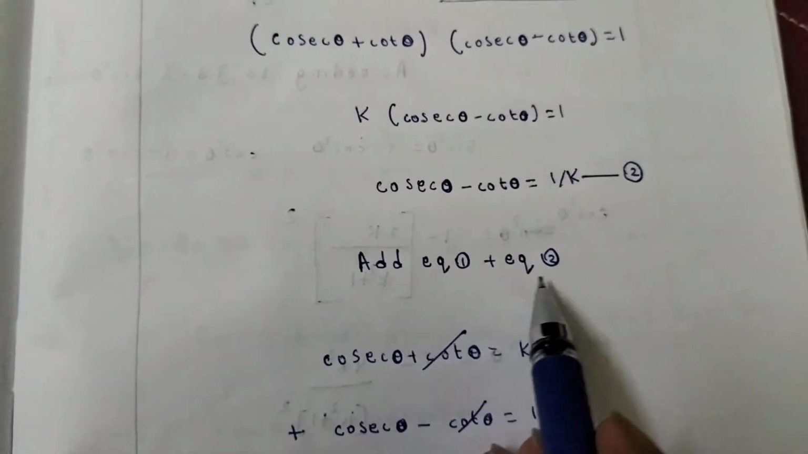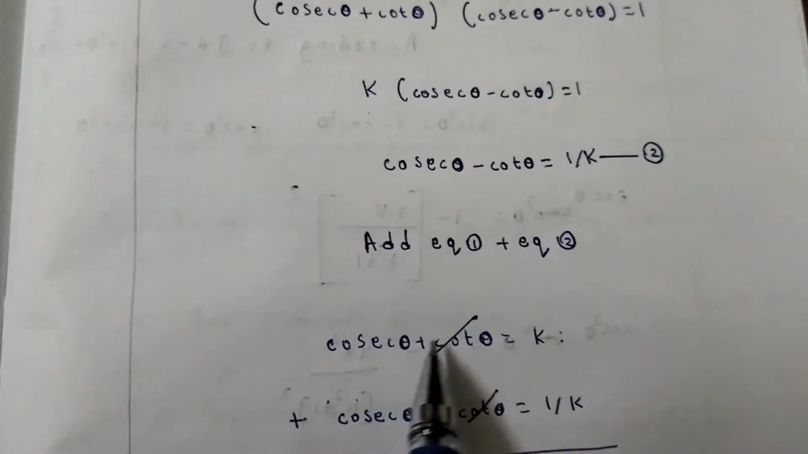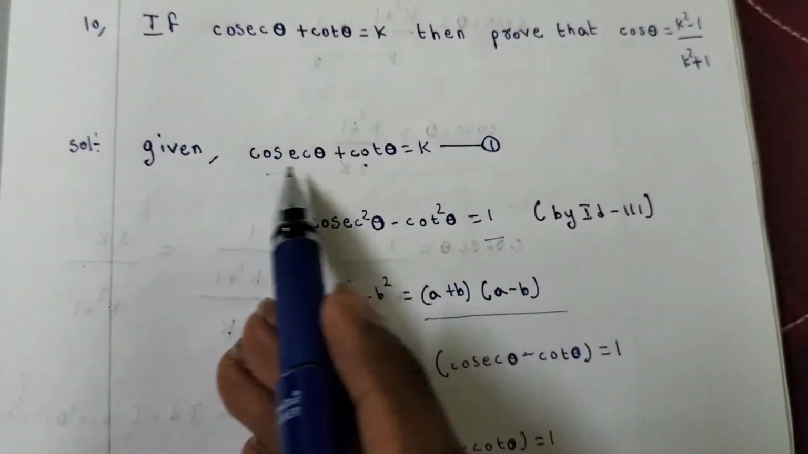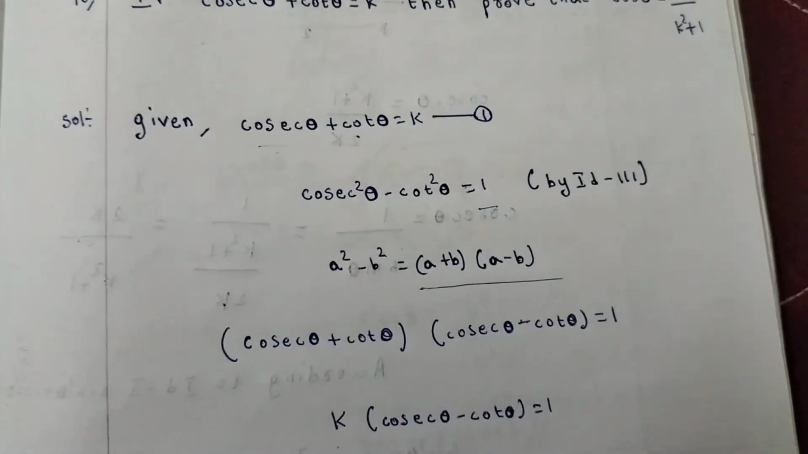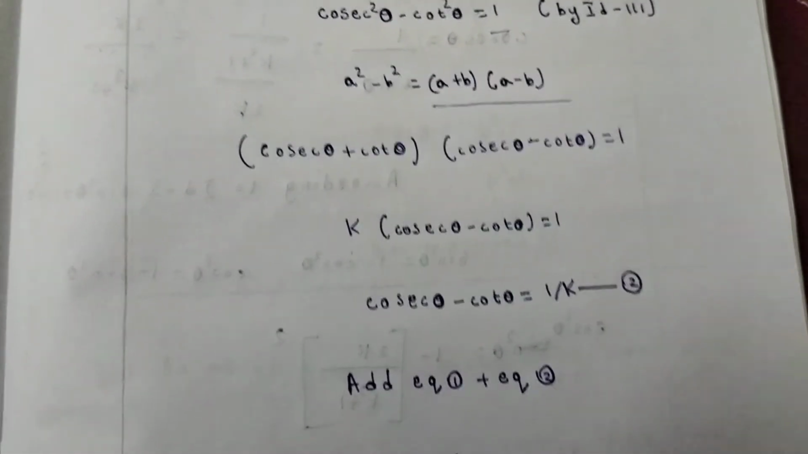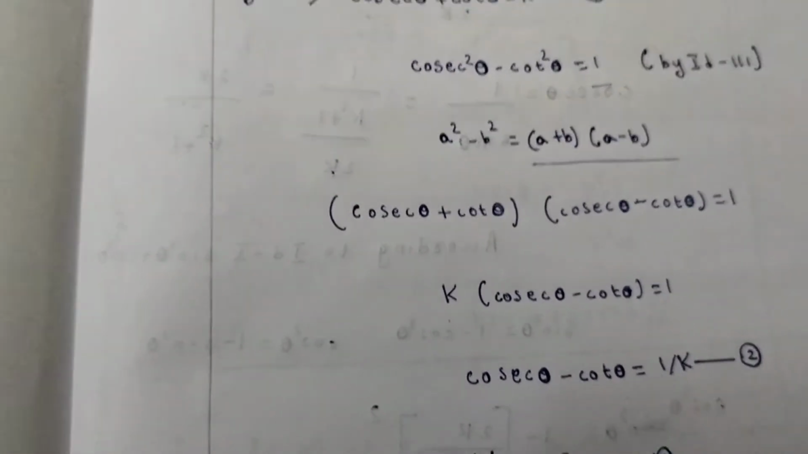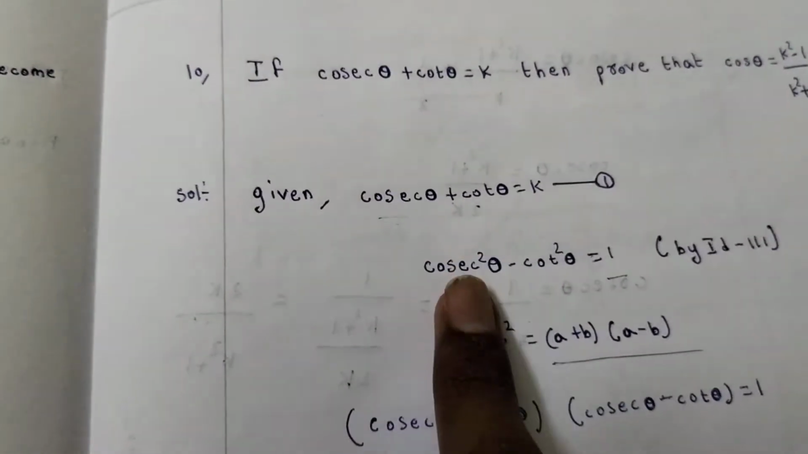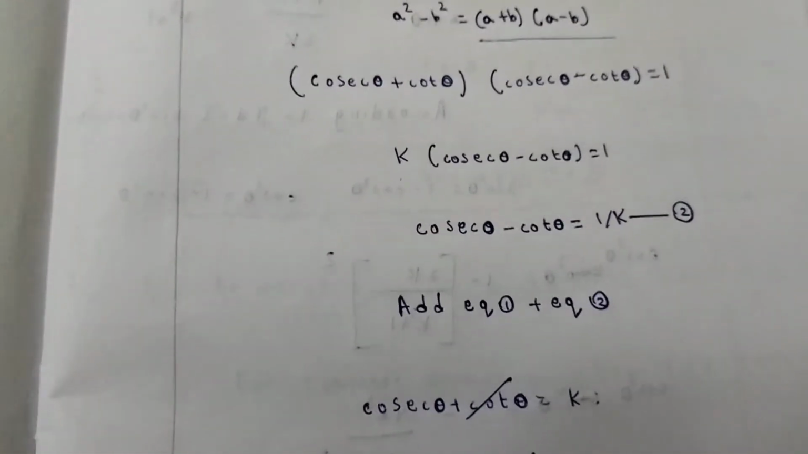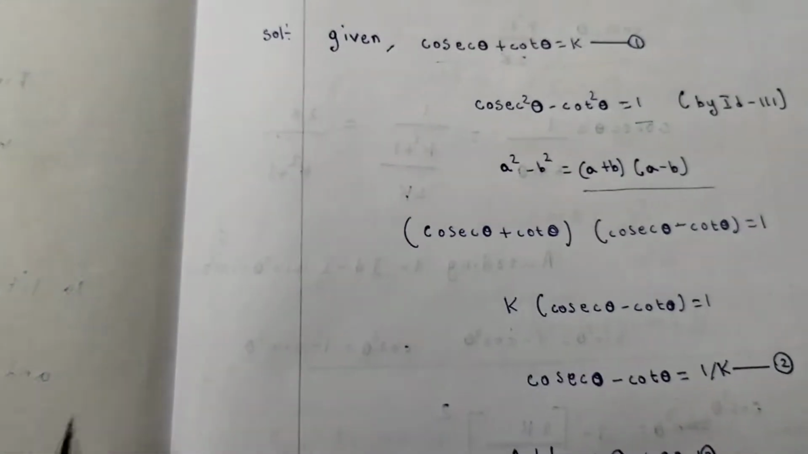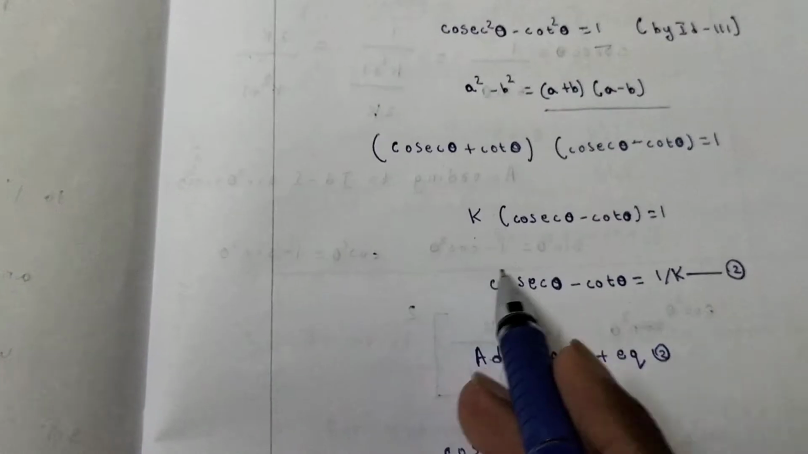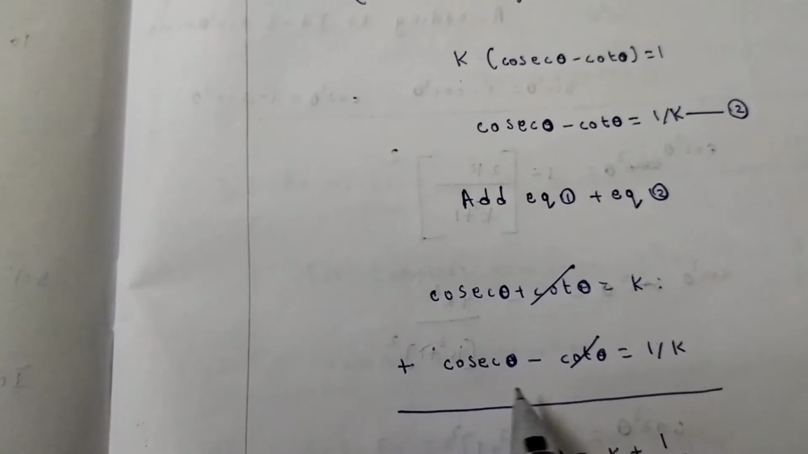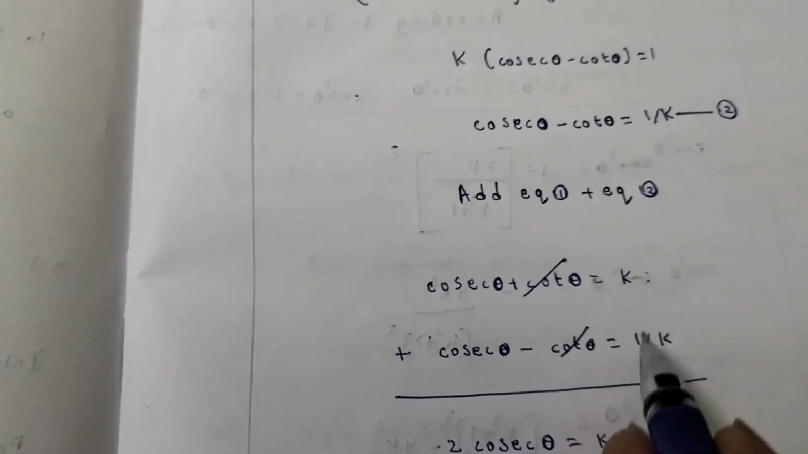Now add equation number 1 and equation number 2. Equation number 1 is the relation he gave us, that is cosecant theta plus cot theta is equal to k. And after doing all this, we got 1 by k as equation number 2, that is cosecant theta minus cot theta is equal to 1 by k. So cosecant theta plus cot theta is equal to k, and cosecant theta minus cot theta is equal to 1 by k.